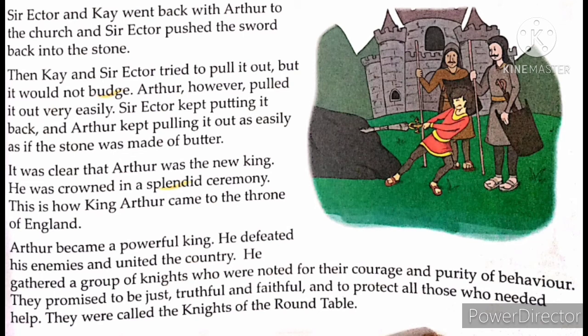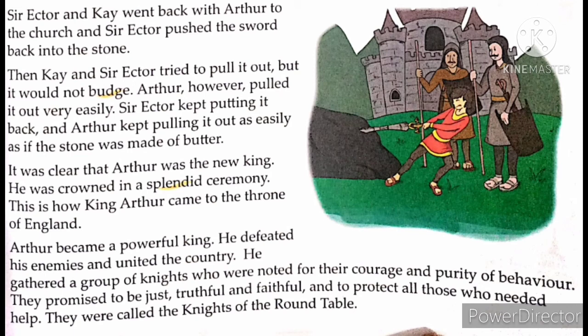जब Sir Ector और Kay ने उसे बाहर निकालने के लिए try किया. After that, again and again, Sir Ector kept putting it back into the stone and Arthur kept pulling it out as easily. Arthur उस sword को इतना easily बाहर निकाल रहा था as the stone was made of butter. जैसे कि stone जो था वो butter का बना हुआ हो. He was doing it so easily.